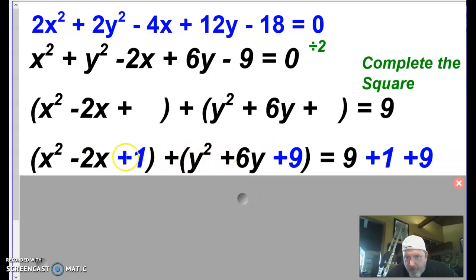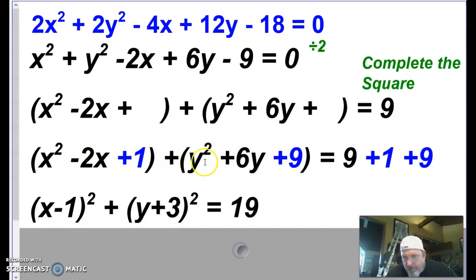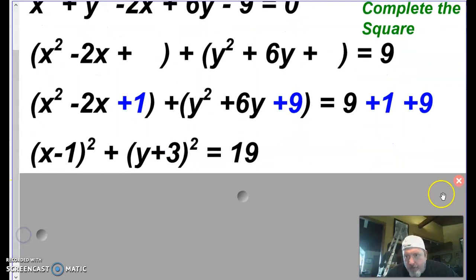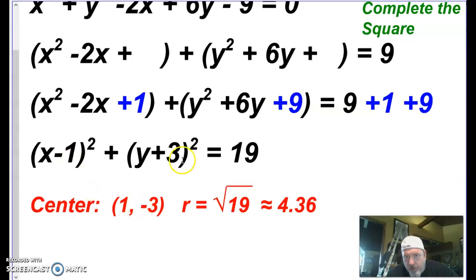Now these are perfect squares. So this is really x minus 1 squared. This second one is y plus 3 squared equal to 19. And that's what we want. We want to get from this form back to our standard form of an equation. Now we can identify the center point and the radius from here. So you can see our center point is 1, negative 3. Our radius is going to be the square root of 19. You can write it like that, or if you prefer the decimal, go ahead and write 4.36. But square root of 19 would work just as well.